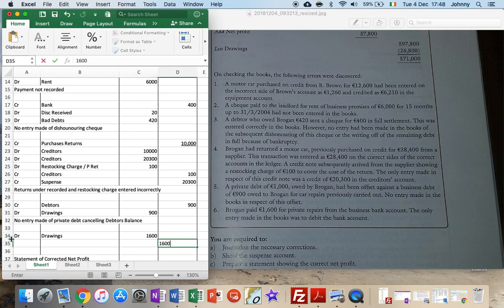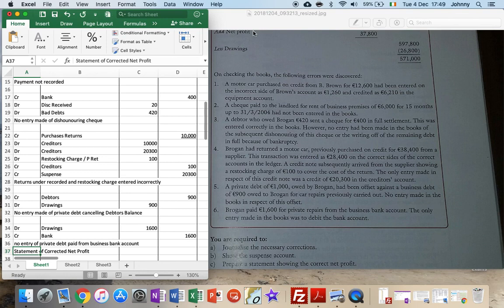And the other 1,600 comes out of the bank account. So our bank, the asset bank, has gone down by 1,600. So no entry of private debt paid from business bank account. So we now have the general journal finished. We can take the information from the general journal now, and we can put that information into the other accounts we have to do.